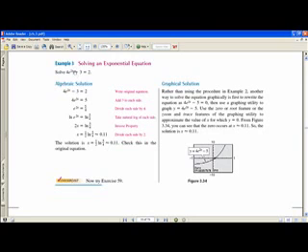Here again, unwrapping the equation to get x, add 3 to both sides, divide by 4. Now we've got to deal with the fact that our variable's in the exponent, so we take a natural log of both sides. The ln and e cancel. 2x equals ln 5/4, divide by 2.